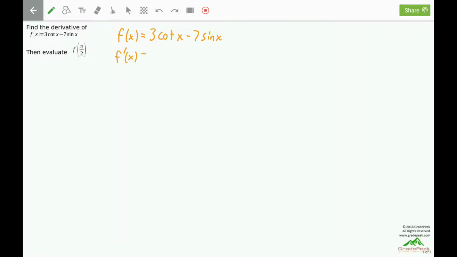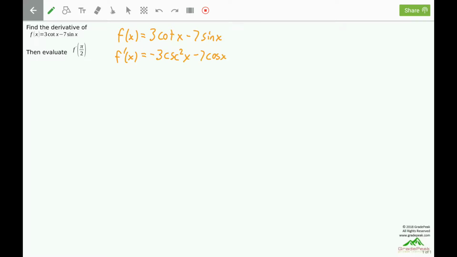So the derivative f prime of x equals the 3 times the derivative of the cotangent of x, which is negative cosecant squared of x, times the 3 will give us a negative 3 cosecant squared of x. And then the negative 7 times the derivative of sine, which is positive cosine, times that negative 7 will give us a negative 7 cosine of x. There's our derivative, f prime of x.